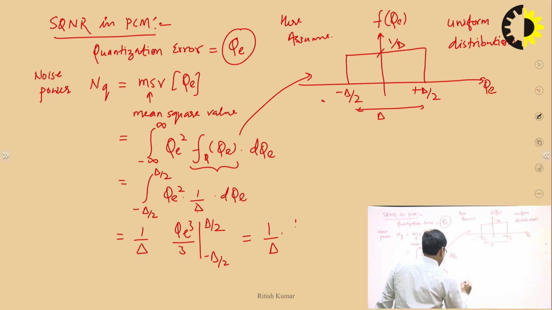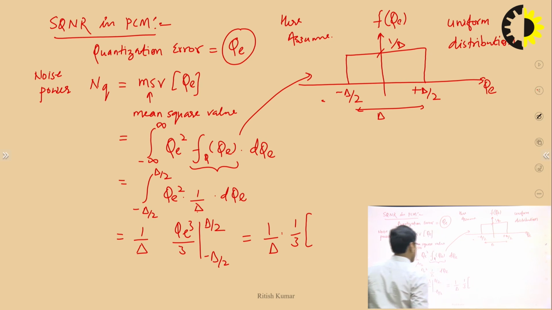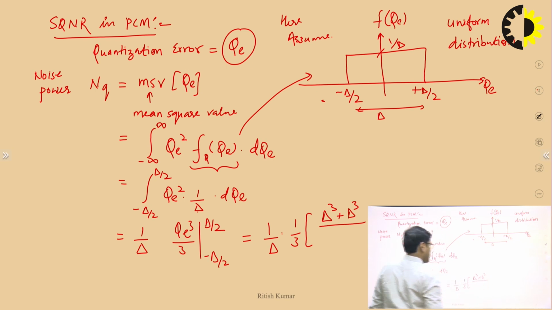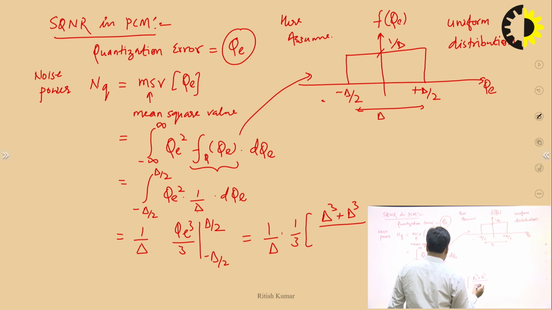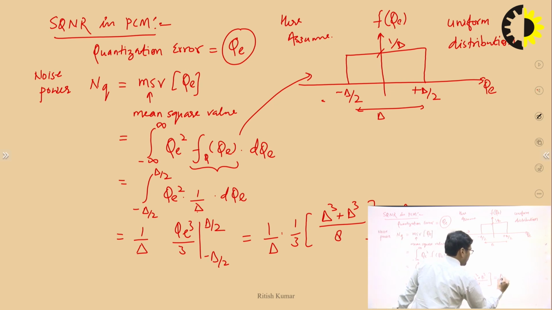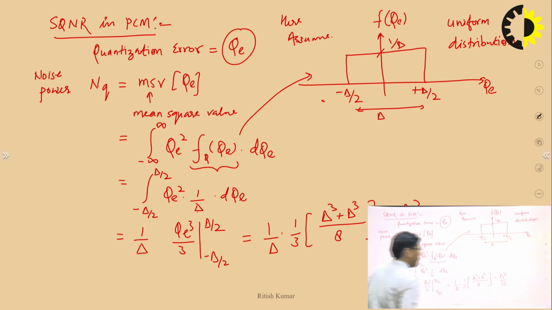and 1 by 3 you can take it out. So after putting the limits, right? So you will get at last, is equal to delta square by 12, right? This is an important formula of the quantization noise power. So you can say the quantization noise power equal to delta square by 12.